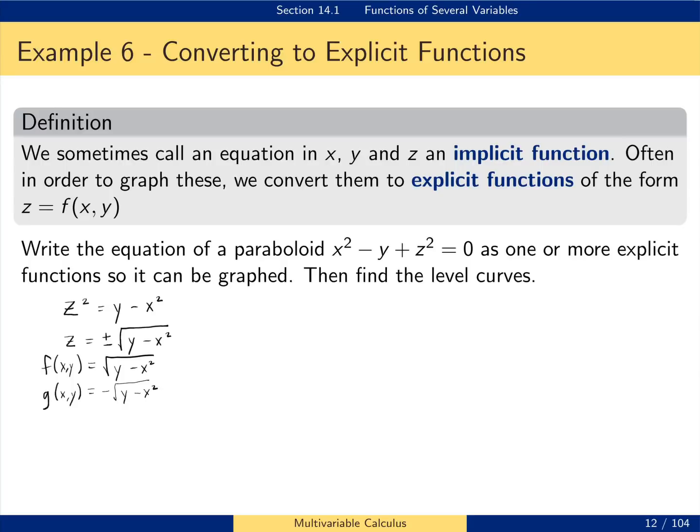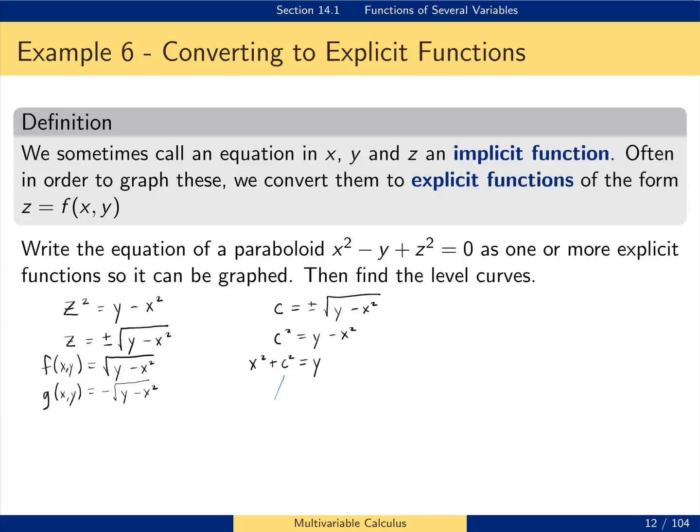Now we'll compute the level curves. We'll set c, a constant, equal to this plus or minus the square root of y minus x squared. We'll square both sides. c squared equals y minus x squared. This can be graphed in the xy plane, but it's easier if we solve for y. We get y equals x squared plus c squared. This is a parabola shifted by c squared.